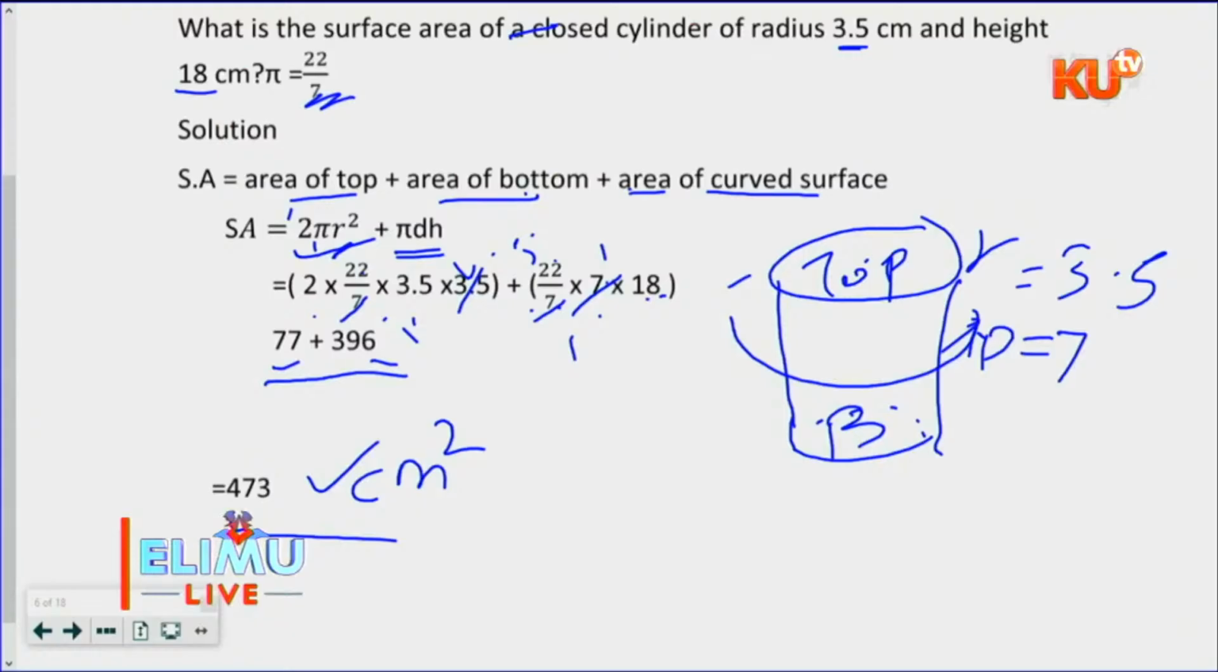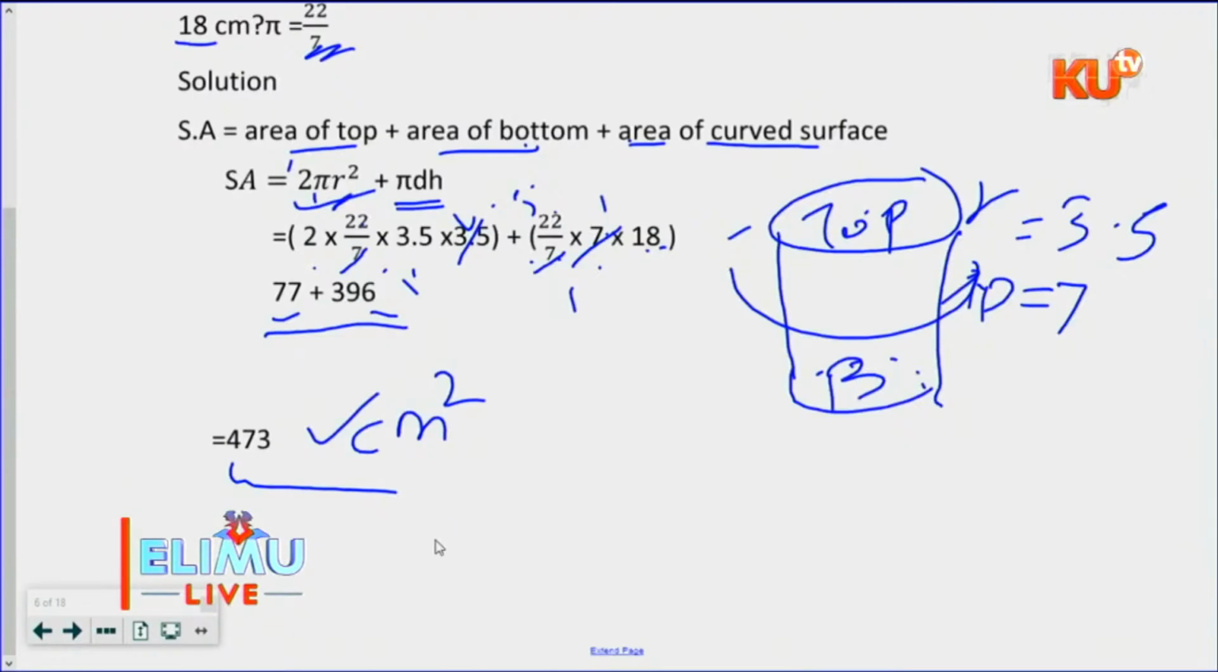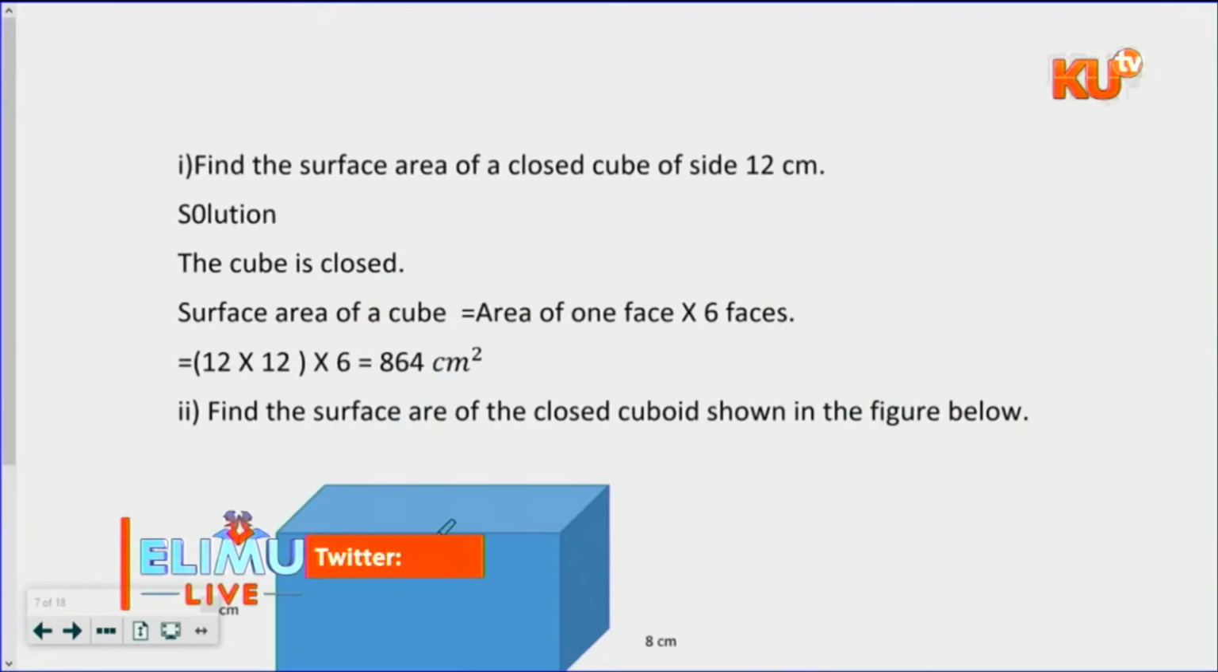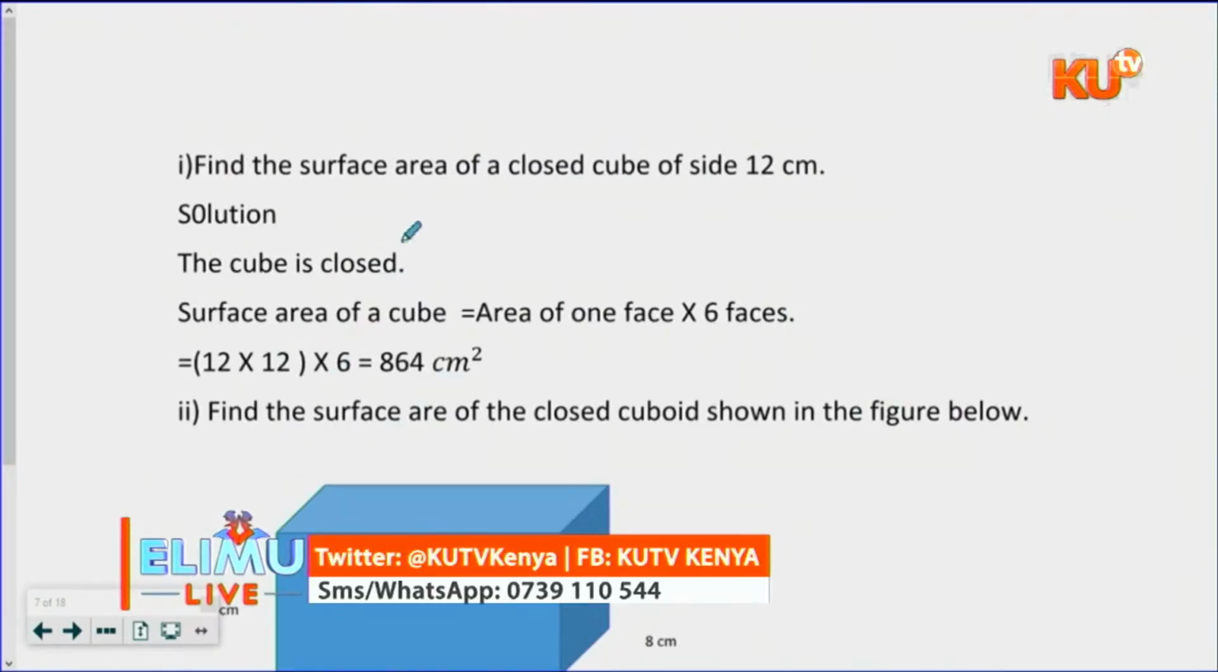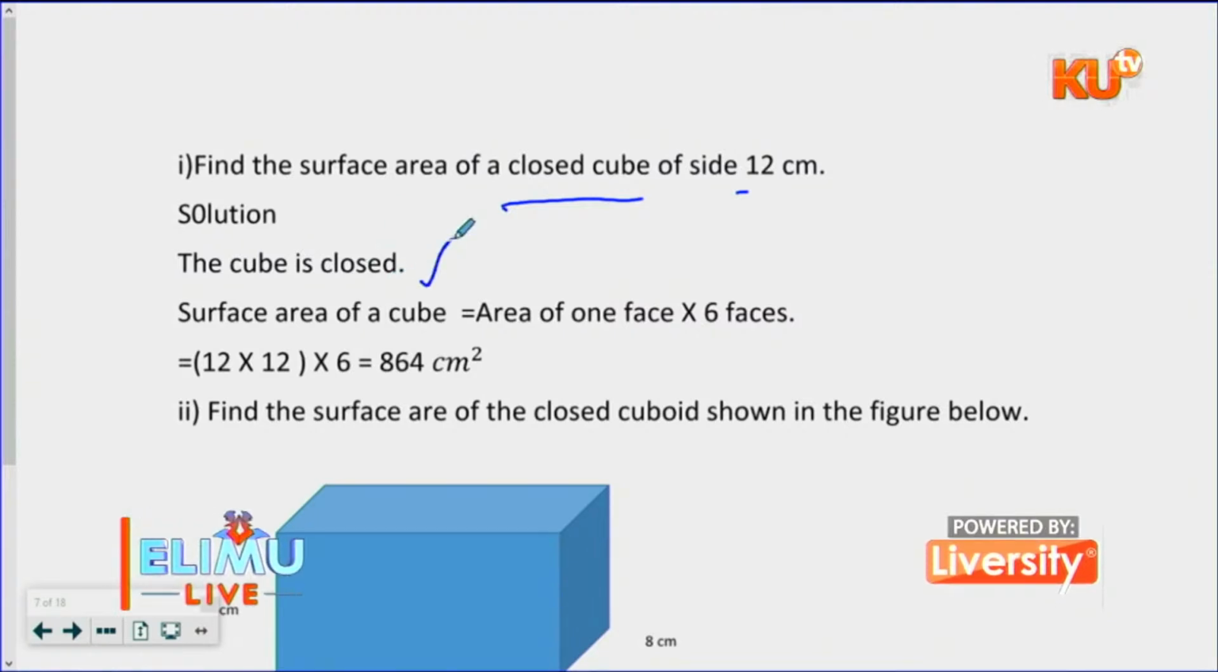And let us look at our example 2. Find the surface area of a closed cube of side 12 centimeters. So, number one, we say the cube is closed. All the faces are there.